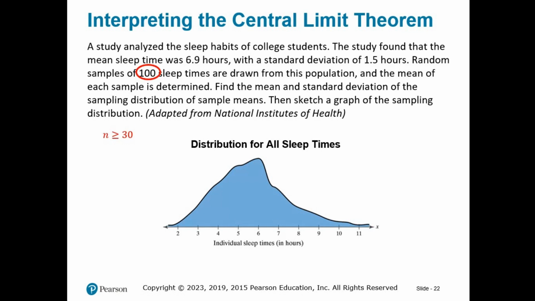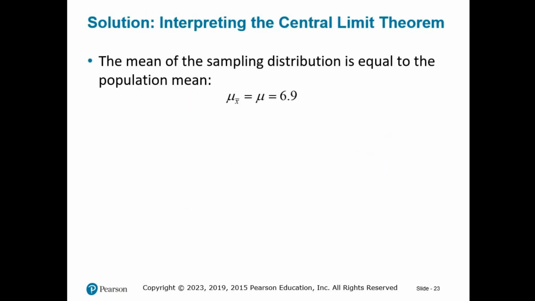Now we know that the sampling distribution of the sample means will be approximately normal, and it also tells us that the mean of that sampling distribution is going to be equal to the population mean, and that the standard error of the mean, sigma sub x bar, is going to be equal to sigma divided by the square root of n.